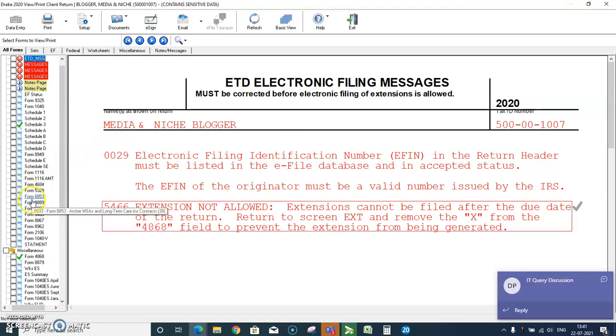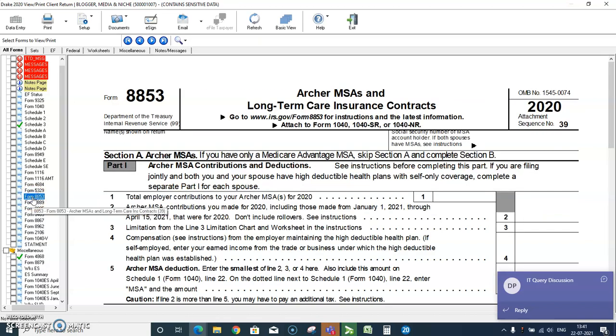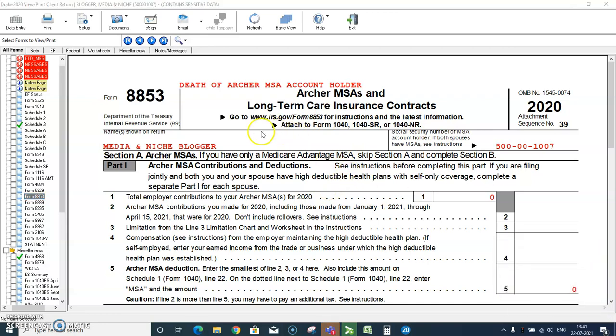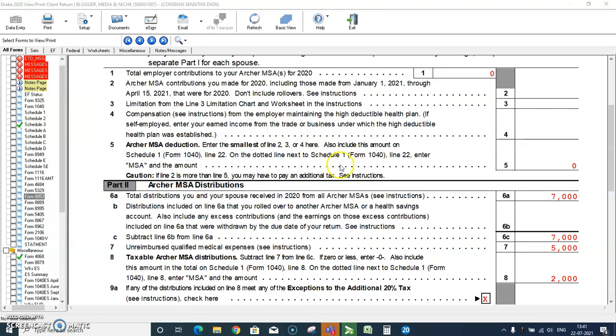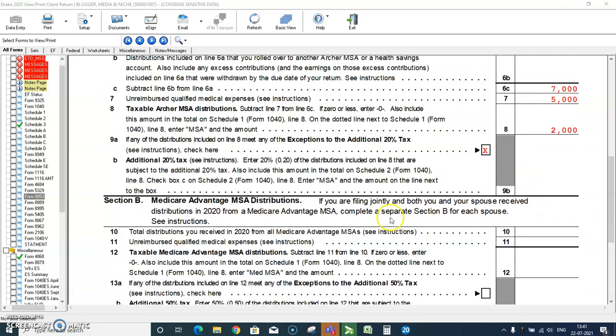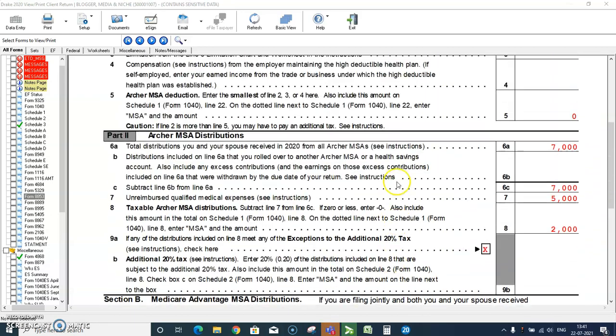Guys, you can see the 8853 form is flowing in our tax return. So you can see Archer MSA distribution, I reported 7,000, and also unreimbursed qualified medical expenses of 5,000, and the 20% additional tax on the Archer MSA distribution is $2,000. So it is flowing accordingly.